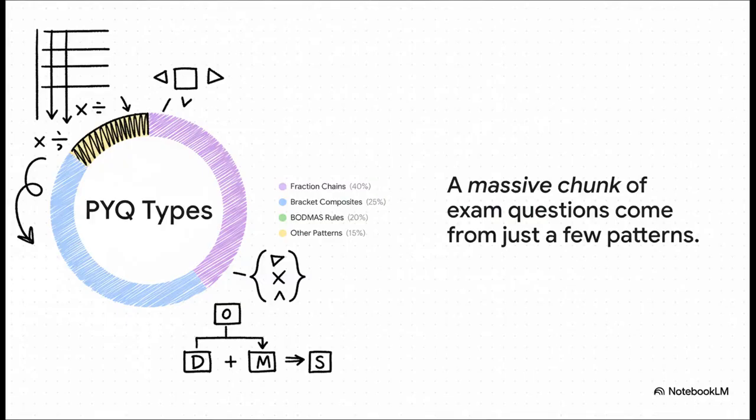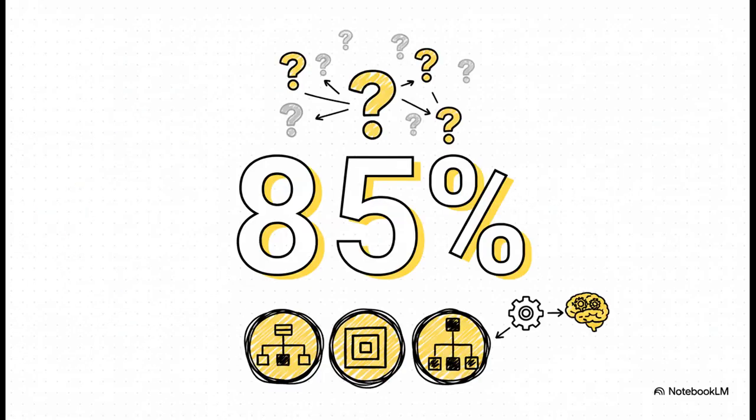Okay, so check this out. This is really interesting. We pulled data directly from past exams, and look at this breakdown. A massive 40% of these problems are just fraction chains. Another 25%, just problems with brackets. You add in the 20% that are simple order of operations, and you suddenly realize most of the exam is just these same few patterns repeated over and over again. 85%. And no, that is not a typo.